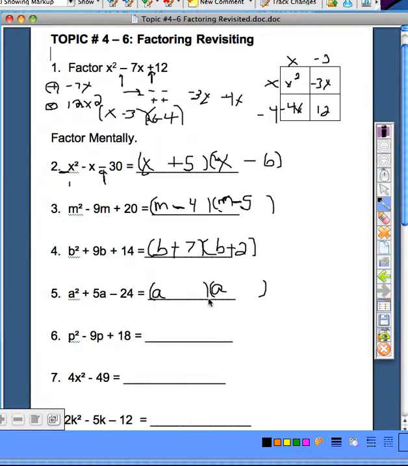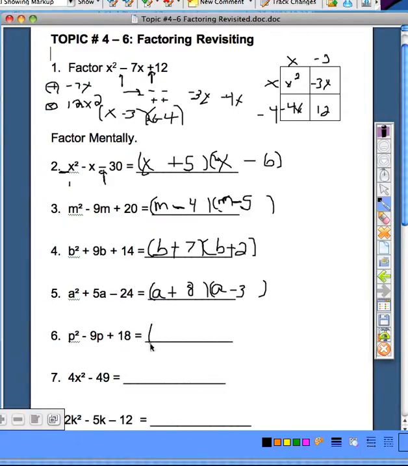Since our second sign is negative, that means one of the factors is plus, one is minus. Multiply to be 24, add to be 5. It's going to end up being positive, so we have a positive 8 and a negative 3.